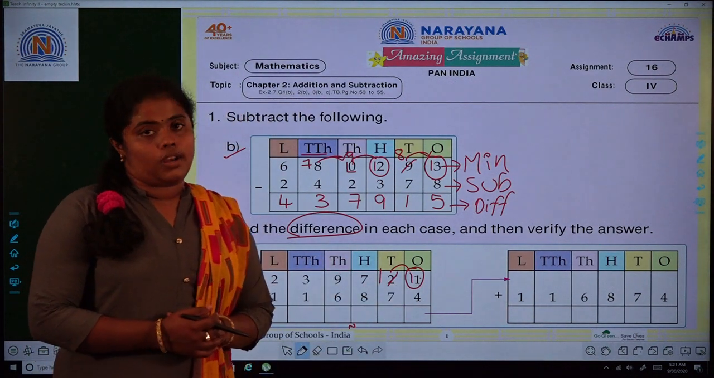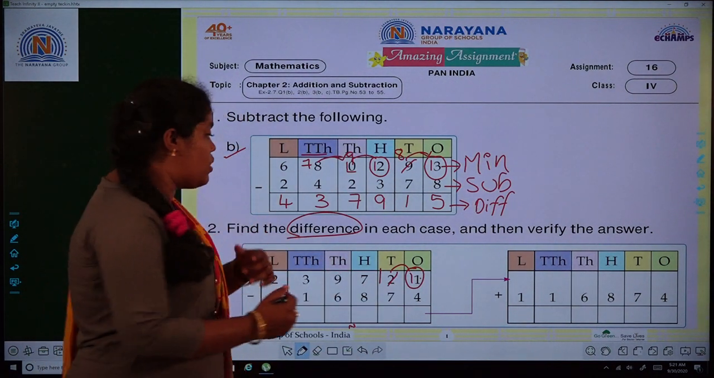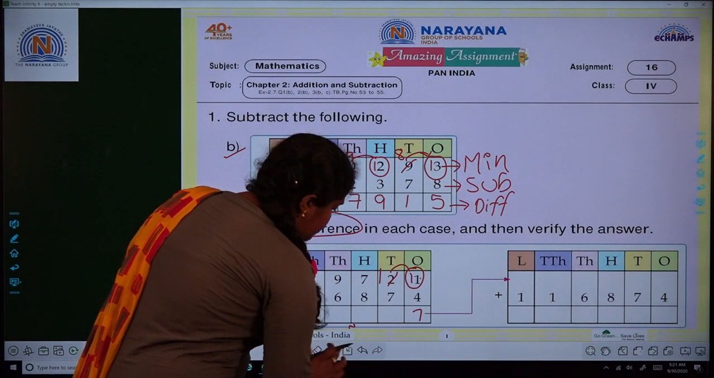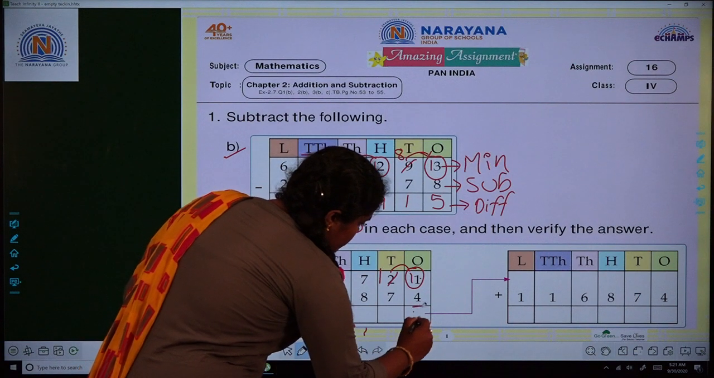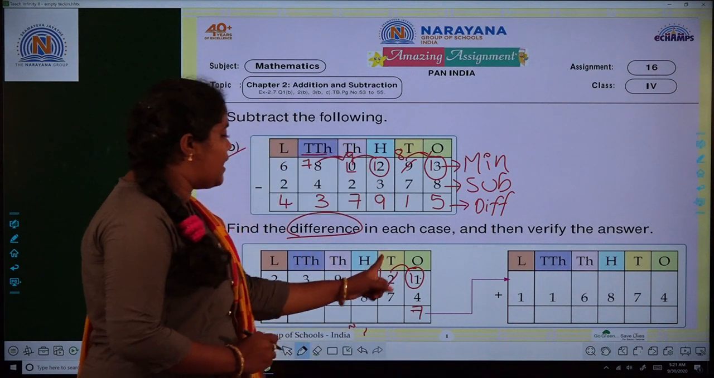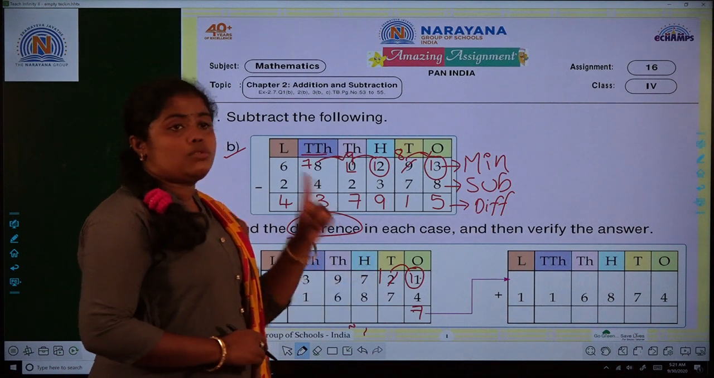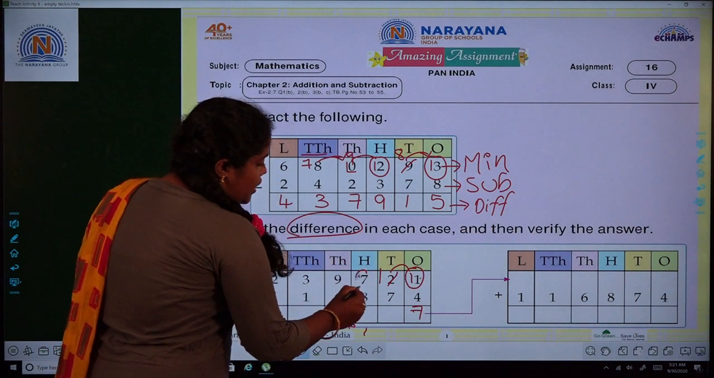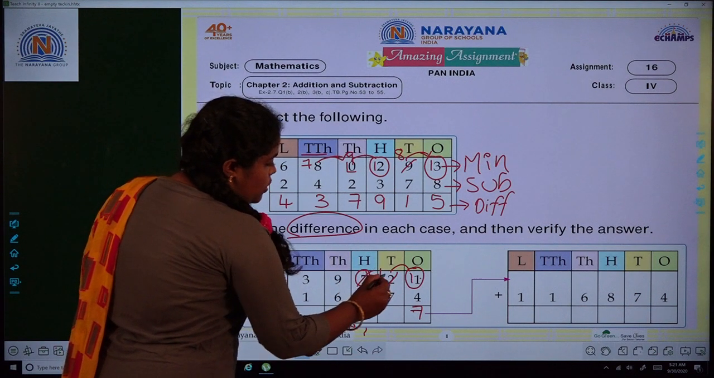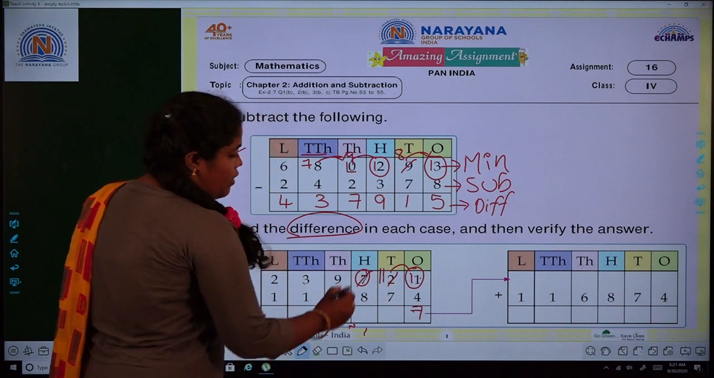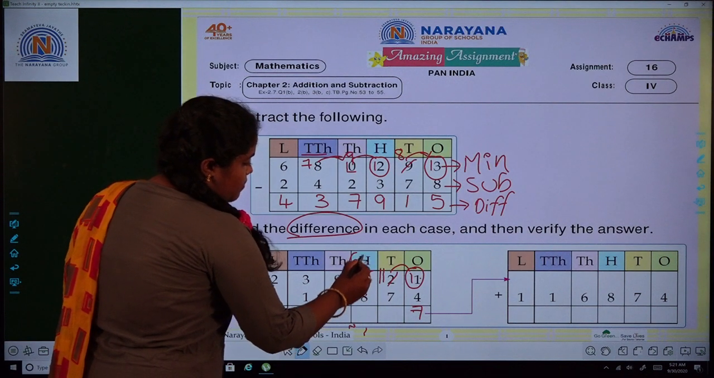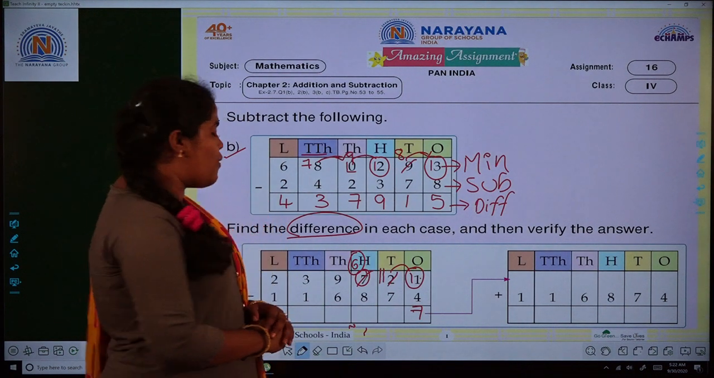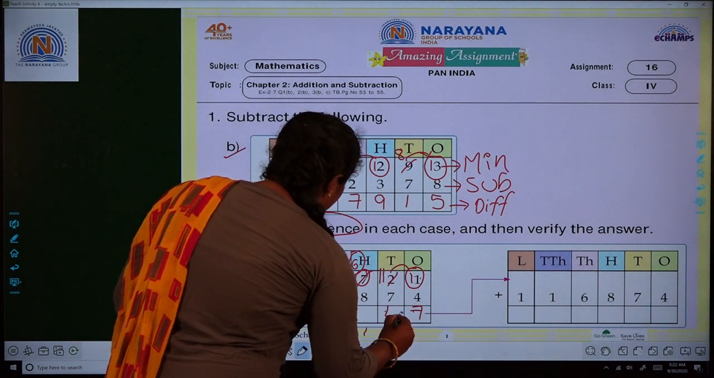11 minus 4. Otherwise do the reverse count. 11 minus 4 we get 7. Next, moving on to the tens place. In the tens place the digit is 1. 1 minus 7. Is it not possible? Then take the help of the hundreds place digit. Here the digit is 7. It gives 1 to the tens place. It becomes 11. It makes 6. 11 minus 7. Is it possible? Yes. 11 minus 7 is 4.